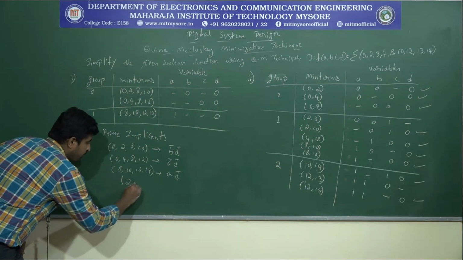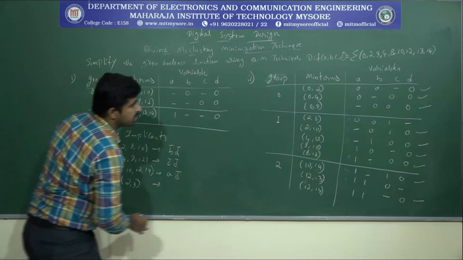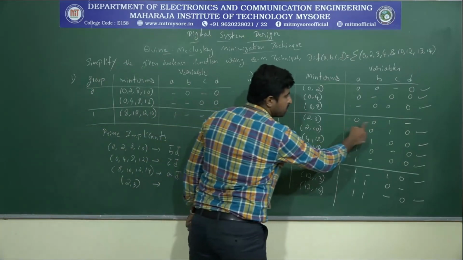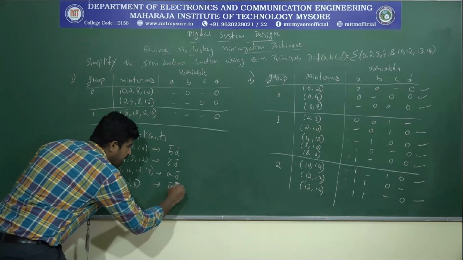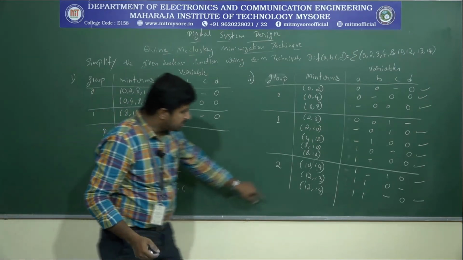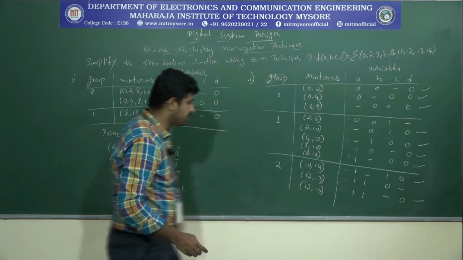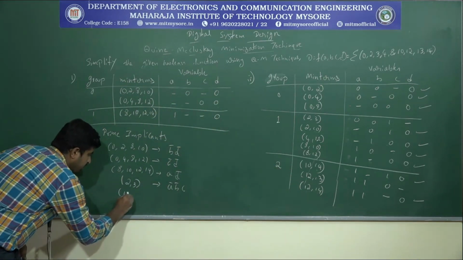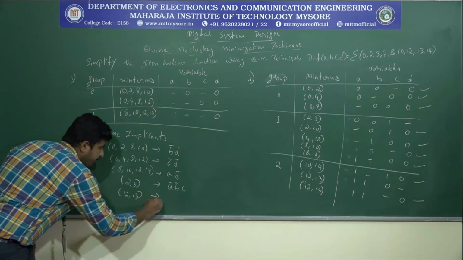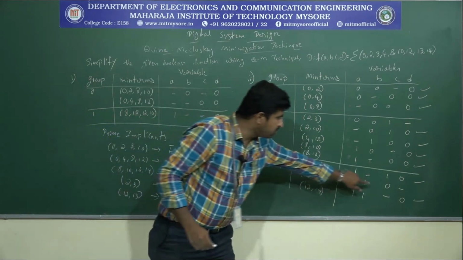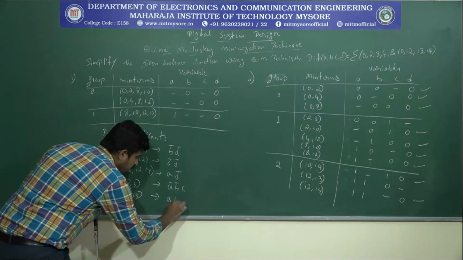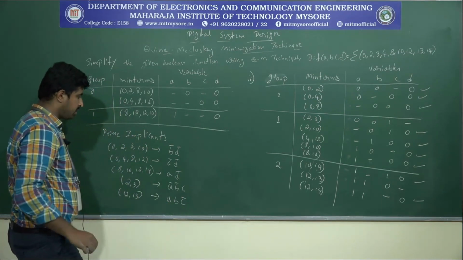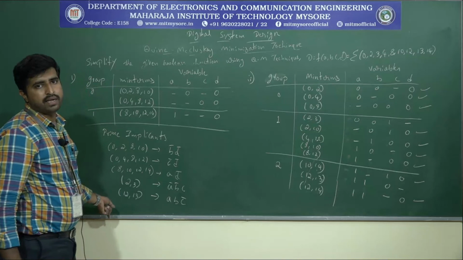2, 3. So 2, 3 corresponds to 0, 0, 1, which corresponds to A bar, B bar, C. Next, 12, 13. So 12, 13 means 1, 1, 0. This corresponds to A, B, C bar, and these are the prime implicants.